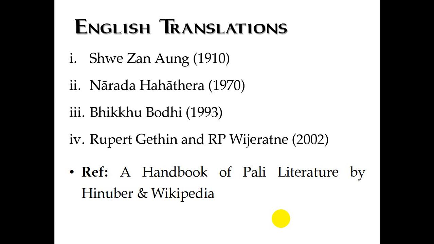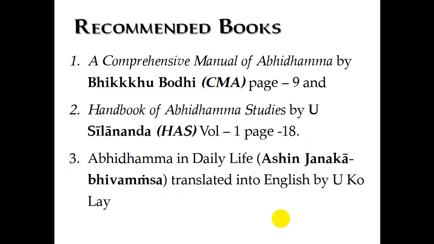So actually, I don't have this copy. Currently, we use the translation of Bhikkhu Bodhi, right? These are English translation books. So actually, I recommend reading three books. Number 1, A Comprehensive Manual of Abhidhamma. And number 2, Handbook of Abhidhamma, written by U Sīlānanda. So we have three volumes. And number 3, Abhidhamma in Daily Life, by Ashin Janaka bhivammsa.